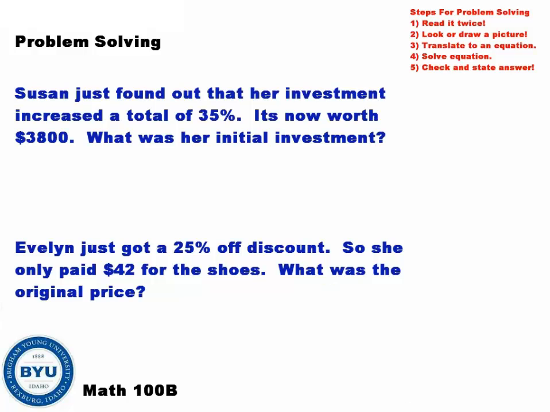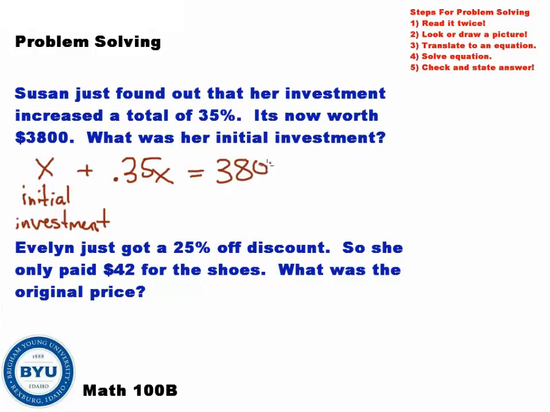Okay, let's look at it. Here we go. So this is Susan, and she just found out that her initial investment has gone up 35%. Sweet! That's a good deal. So the question is, what originally did she put into it? So that's what we're going to let X represent, the initial investment. And we know that it went up, which means we're going to use plus. It went up 35%. That initial investment went up 35%. And now it's worth $3,800.